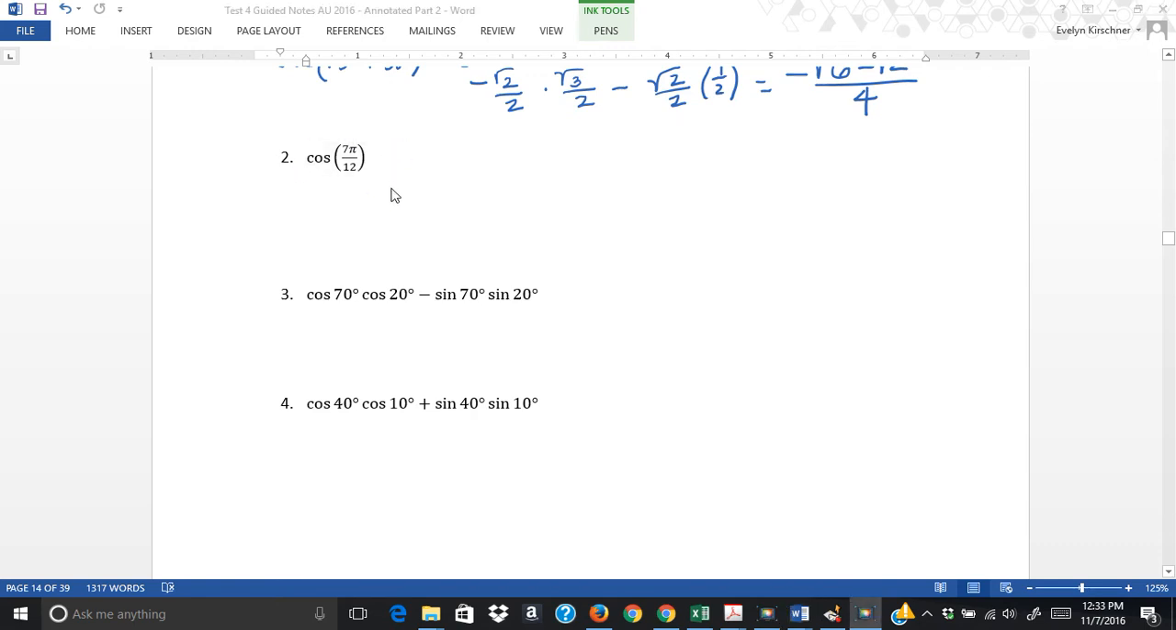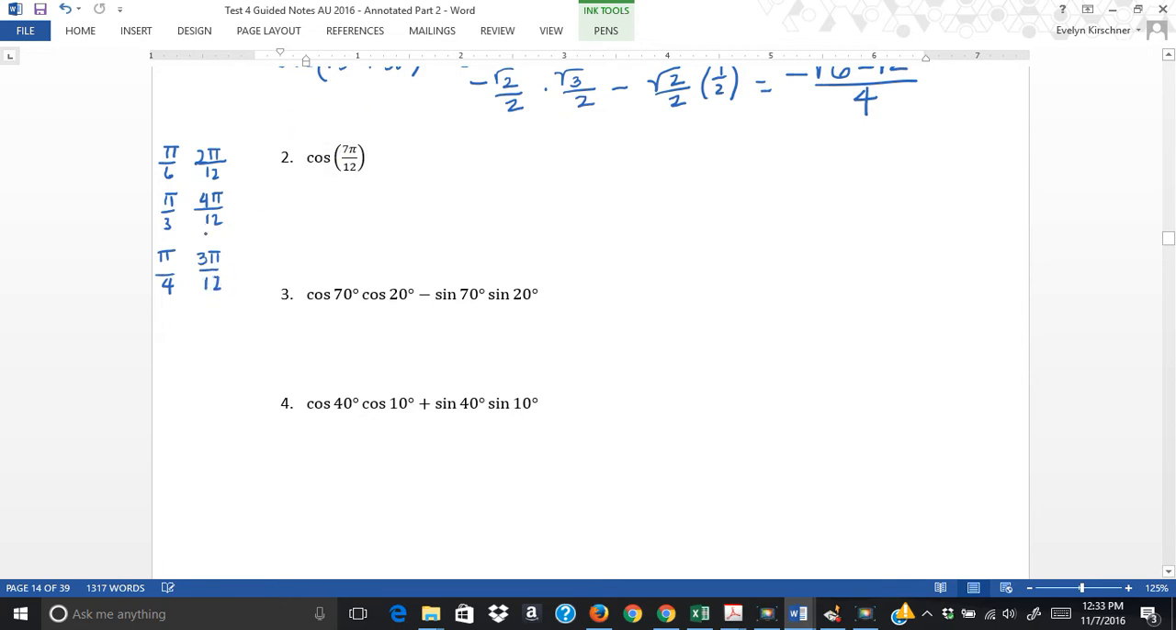So I want to find cosine of 7 pi over 12. Well, I have to think about my angles in pi over 12. So the ones that I have are, right, pi over 6, pi over 3, pi over 4. And in 12, this is 2 pi over 12. This is 4 pi over 12. And this is 3 pi over 12.